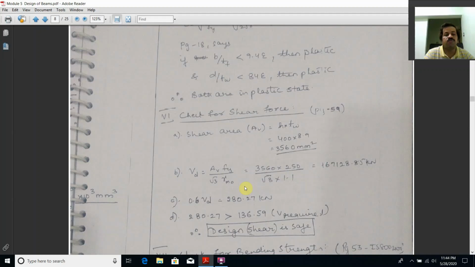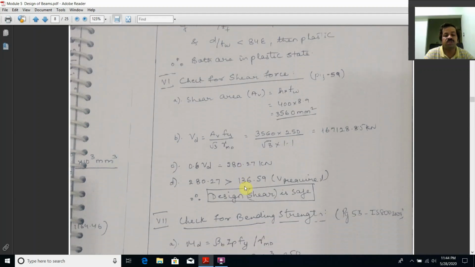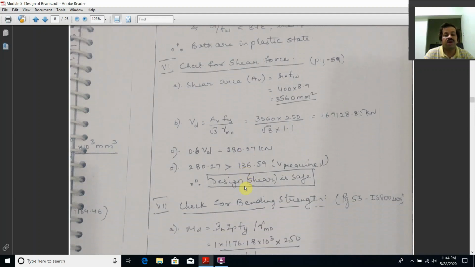So this is the check for shear strength. You do first, page 59. The formula is given here neatly. Page 59, what I have discussed: the actual shear was 136, but this can take 0.6 times VD, 280, hence it is safe in shear strength.